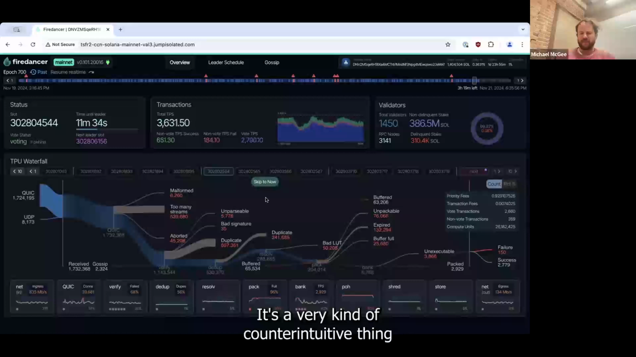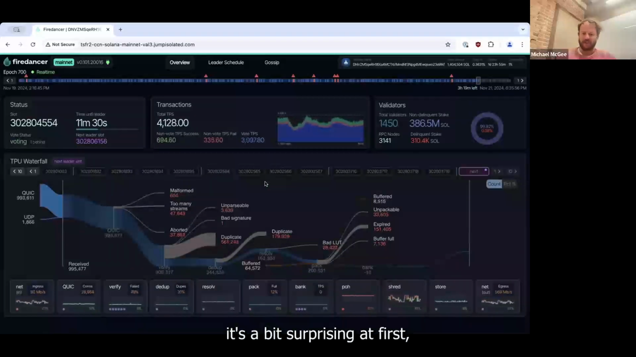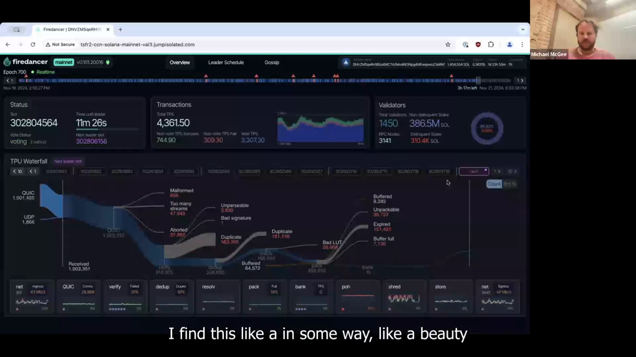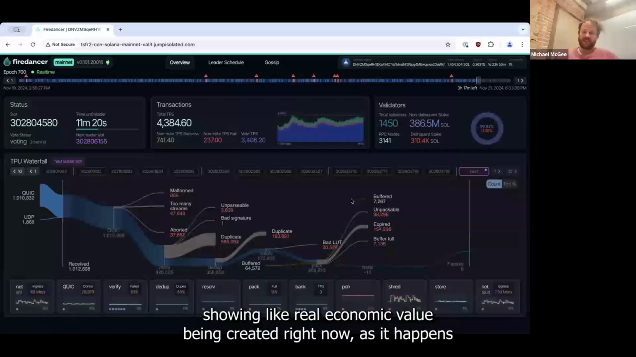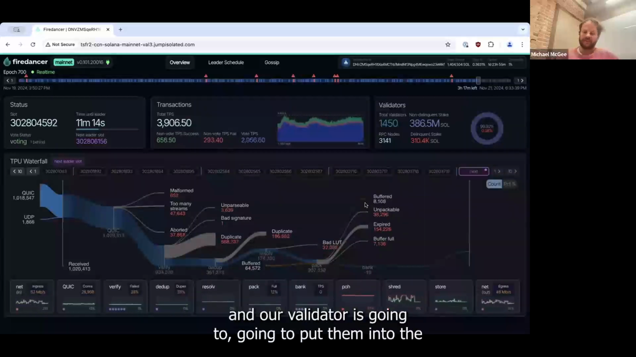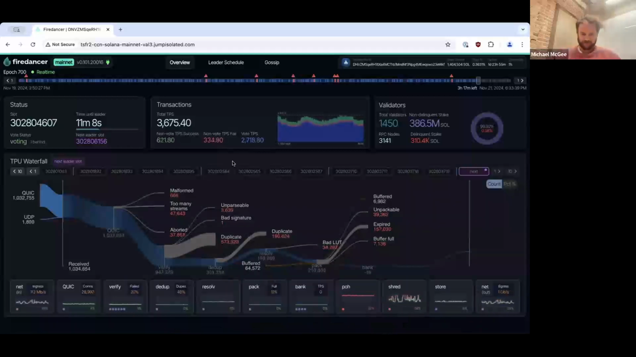It's a very counterintuitive thing, I think. A lot of people view this and it's a bit surprising at first, but the more you get to understand the network, the more it makes sense. And I find there's a beauty to the data here, right? This is showing real economic value being created right now as it happens. These are real users trying to send real transactions, and our validator is going to put them into a block and actually make that transaction real for somebody.